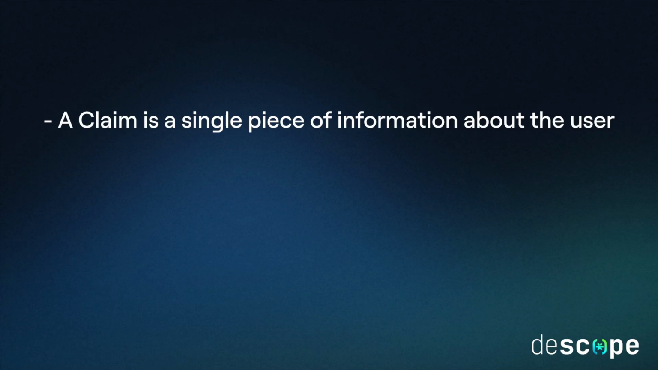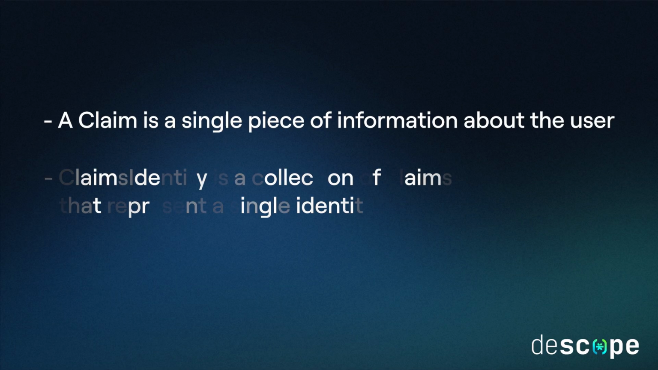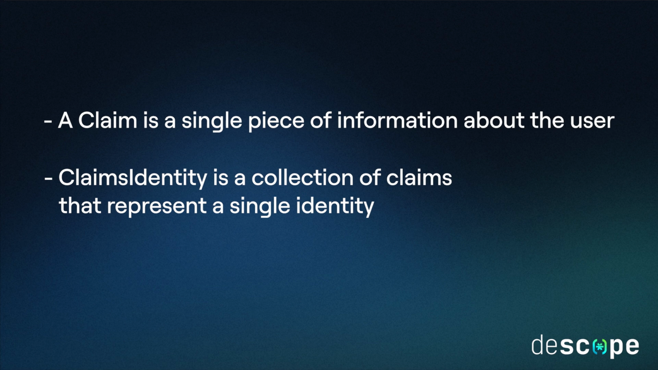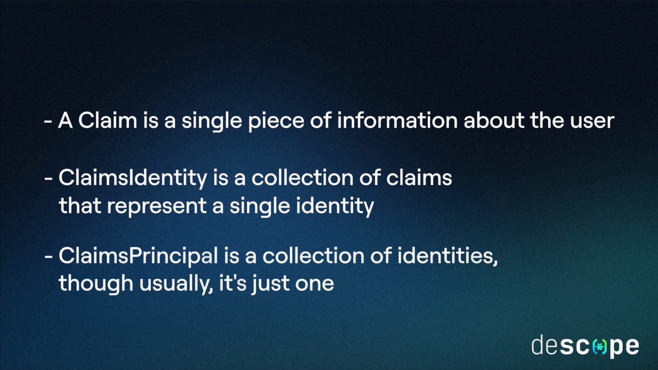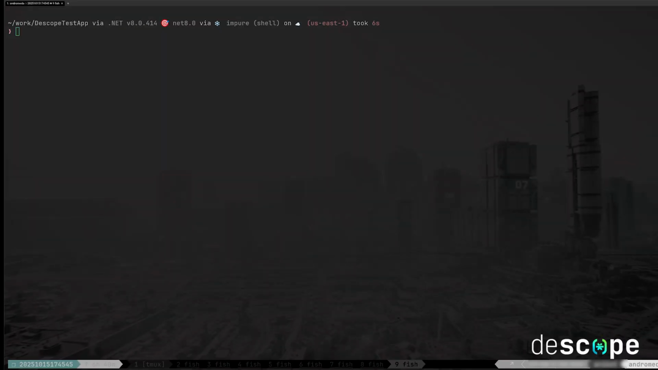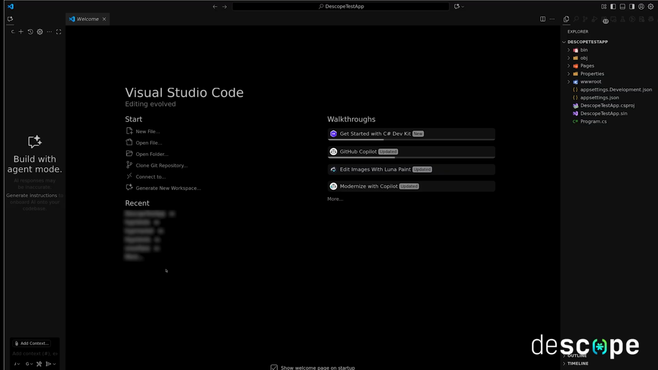A claim is a single piece of information about the user. ClaimsIdentity is a collection of claims that represent a single identity. And ClaimsPrincipal is a collection of identities, though usually it's just one. When a user is authenticated in your application, their information is stored as claims and can be accessed through the User property in controllers and Razor Pages.